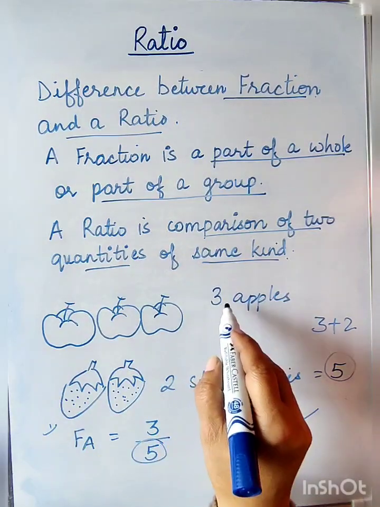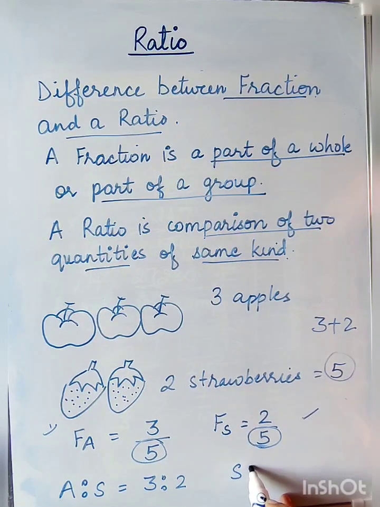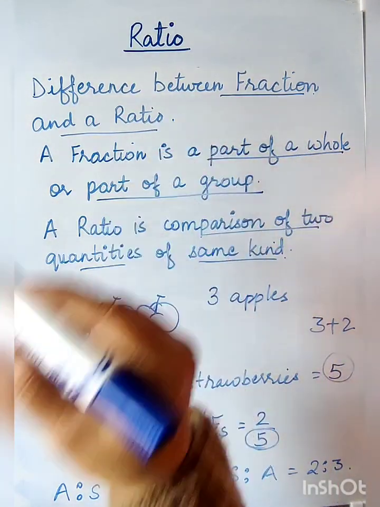But while comparing apples to strawberries, that will be 3 is to 2, or strawberries to apples, it will be 2 is to 3. So when you are describing a number as a part of a whole, fractions are appropriate, and when you are simply comparing two numbers, ratios are applicable. Hope you have understood the difference between a fraction and a ratio.